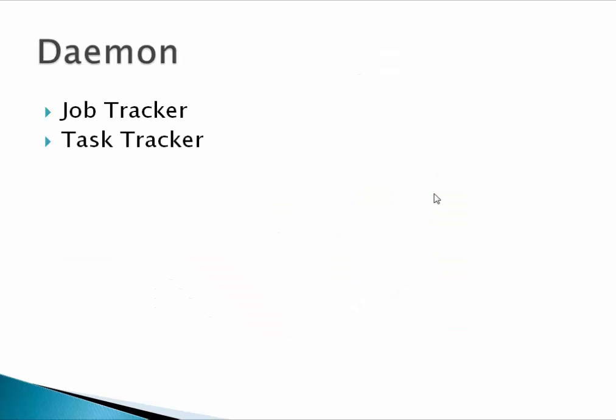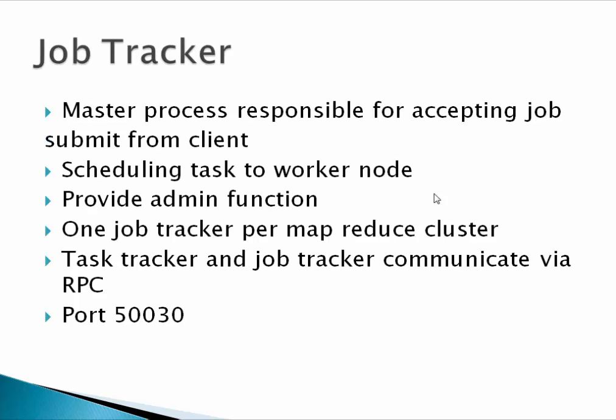So mainly in the MapReduce phase, we have two important daemons called the job tracker and the task tracker. So let's discuss what those daemons are. The job tracker is basically the master daemon. Whatever job is fed by the user with the help of any code or API provided by the Hadoop framework goes to the job tracker, and this is the master process responsible for accepting a job submitted by the client. And once it gets a job, depending upon the availability of slots, it will schedule the job onto the worker node, also called the data node.